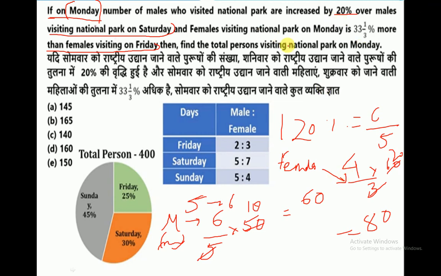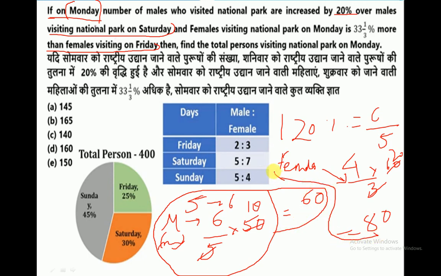Now what is it asking? Find the total persons visiting the national park on Monday. So on Monday males is 60, and females it's 80. If we add 60 and 80, how much do we get? We get 140. So this is our first answer. Alright, this was the first answer.